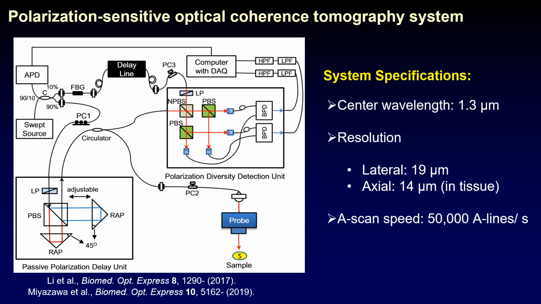The Jones matrix OCT system is identical to the standard OCT except for these two extensions, which are the polarization delay unit and the polarization diversity detector. Owing to these two extensions, we can acquire 4 OCT images by a single scan.